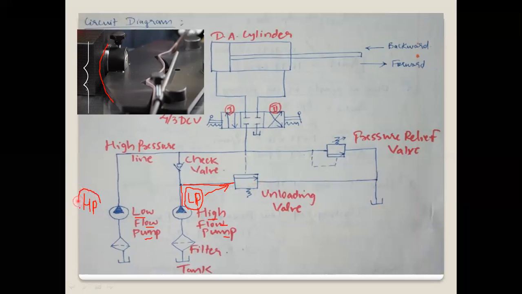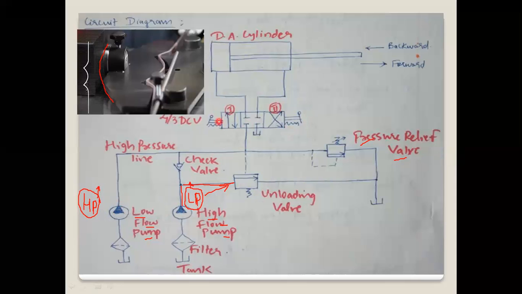Then the high pressure pump is there. For the high pressure pump, I am using this pressure relief valve. We know the pressure relief valve function: whenever there is excess pressure, the pressure relief valve will open and that excess pressure oil is released to the tank. In this way, the oil will be coming from the high flow pump, the high pressure pump and the low pressure pump.